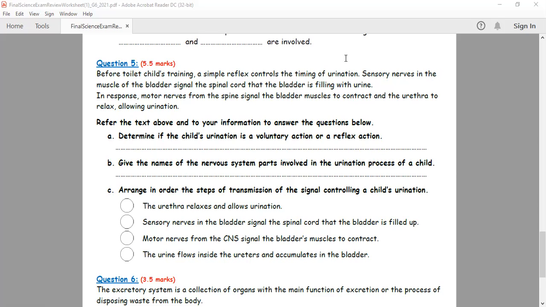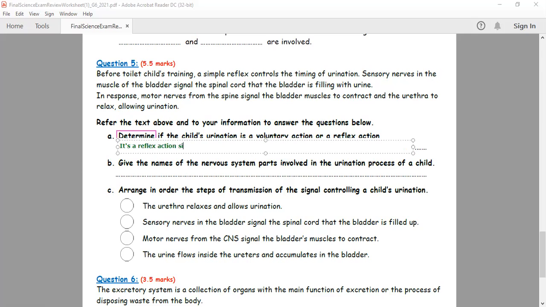For training, it's a reflex. Reflex action, but for adults, it's not. We're talking about children. Determine if the child's urination is voluntary or reflex. It's a reflex action. Why? Do not forget, guys, when you determine, you have to tell why. So yes, it is a reflex action. Why is that? It's a reflex action because they don't think about it and they can't control it. Yeah, perfect, perfect.